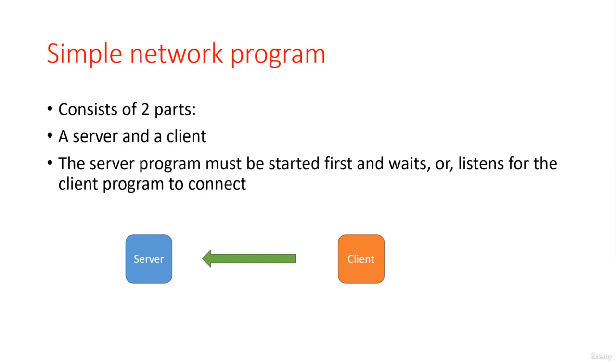This is a diagram of a simple network program. A simple network program consists of two parts, a server and a client. The server program must be started first and waits or listens for the client program to connect. On the left is the server, on the right is the client. The server must be started first and waits for the client to connect.